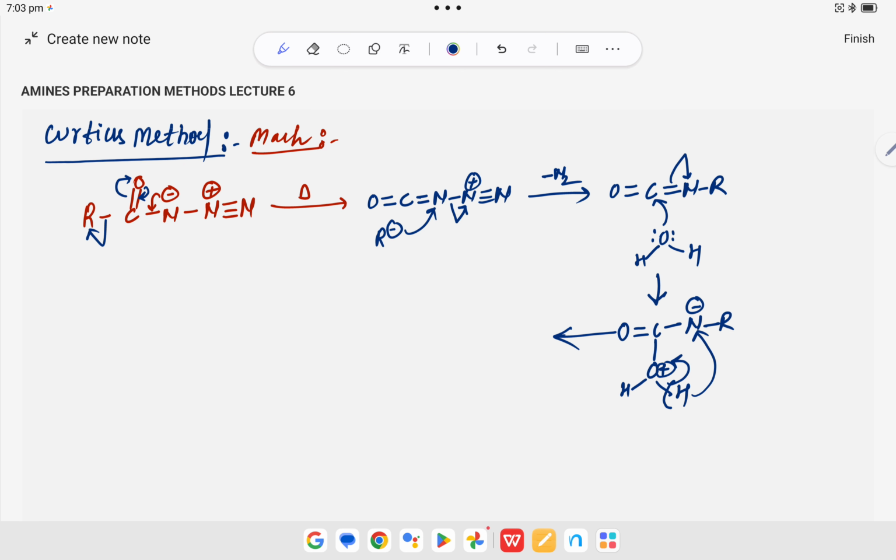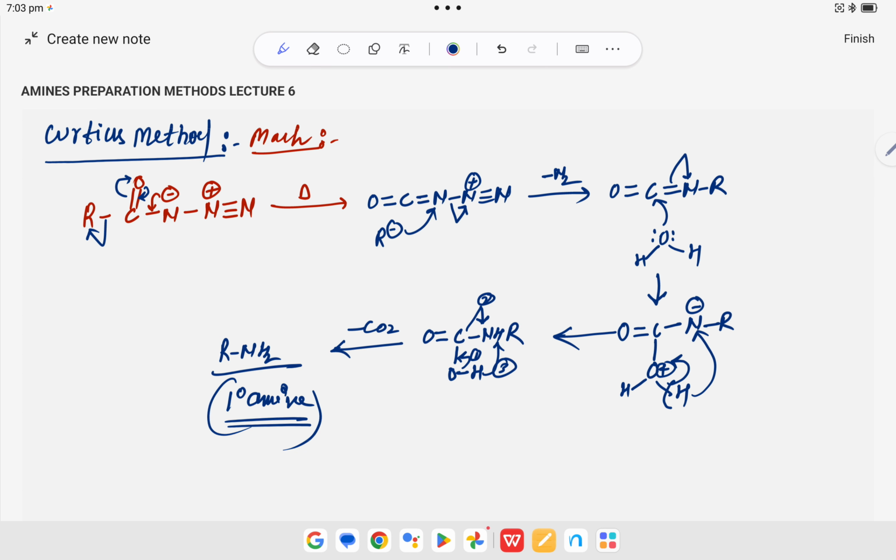So what you are getting now, just like the previous equation, R C double bond O, C single bond OH, and here NH and R. Again these electrons shifted because we want to leave CO2. From here CO2 will leave, these electrons shifted here, then this hydrogen will attach. First condition, then second condition and third condition, and your product RNH2 is formed. 1 degree amine, that is the mechanism, children, and this method is also completed.